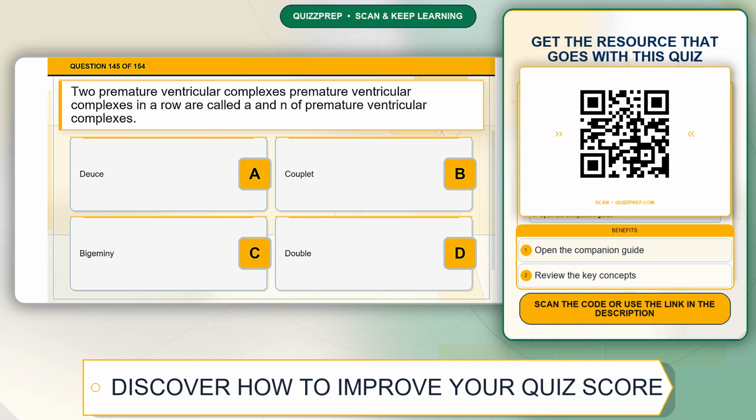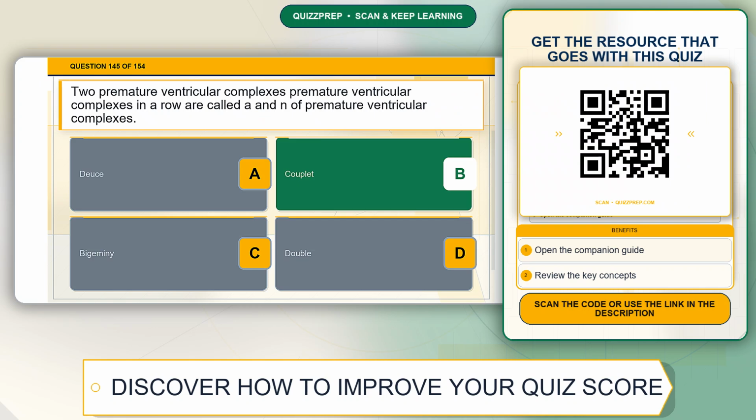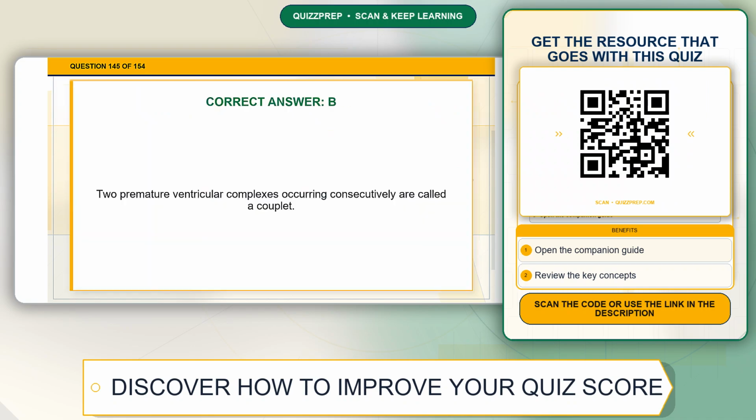Question 145. Two premature ventricular complexes in a row are called a blank of premature ventricular complexes. Option A, deuce. Option B, couplet. Option C, bigeminy. Option D, double. The correct answer is option B, couplet. Explanation. Two premature ventricular complexes occurring consecutively are called a couplet.